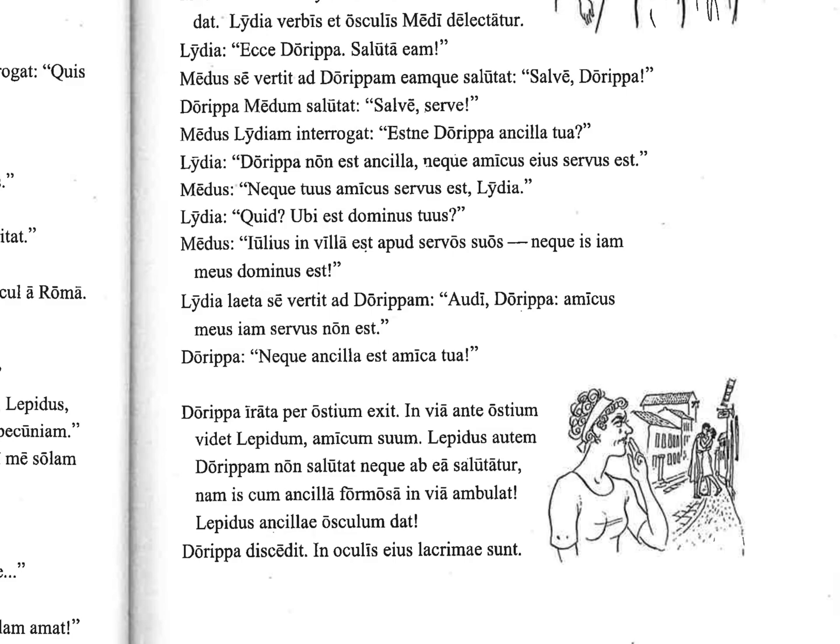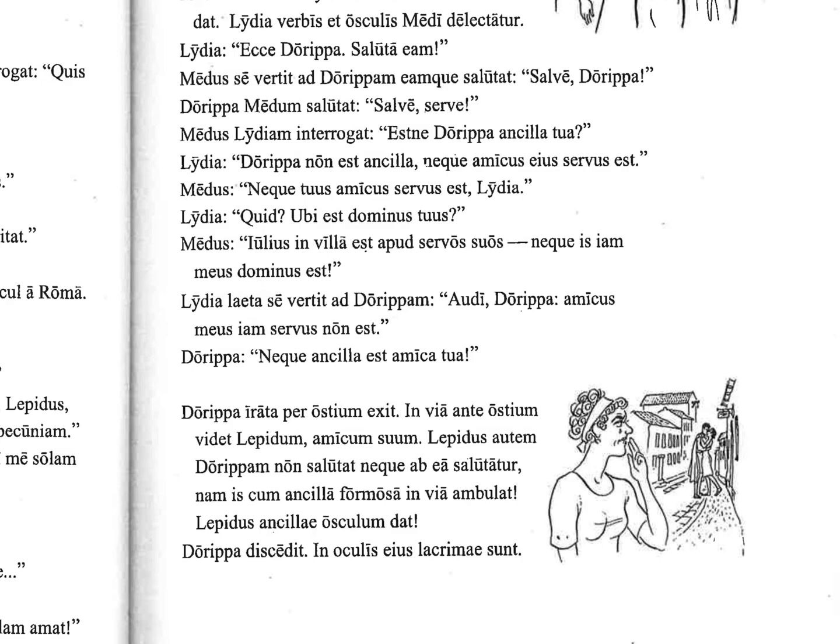Lydia laeta se vertit. Lydia, happy, turns herself ad Doripam, towards Doripa. Audi, Doripa, listen, Doripa, amicus meus iam servus non est. My boyfriend is now not a slave. And Doripa says, Neque ancilla est amica tua. Neither is your girlfriend a slave woman. Okay? Oh, and now we look in the picture. We can see Lydia and Medus kissing there on the streets outside of their apartment, I guess. And poor Doripa is crying, perhaps because she is afraid her love with her boyfriend, who she said is wealthy, is perhaps not as great as Medus and Lydia's love.